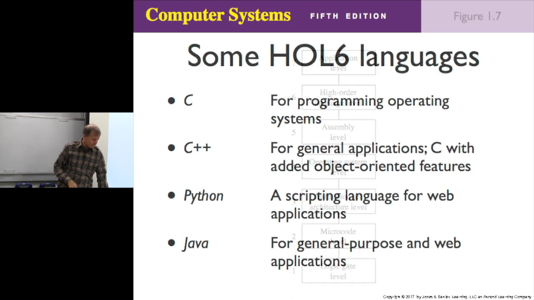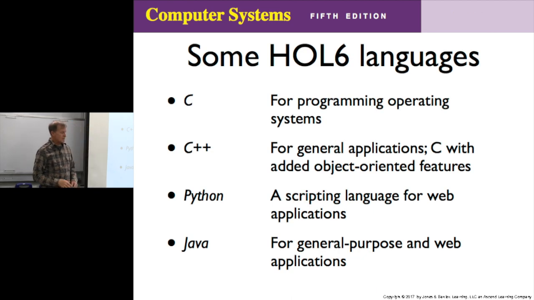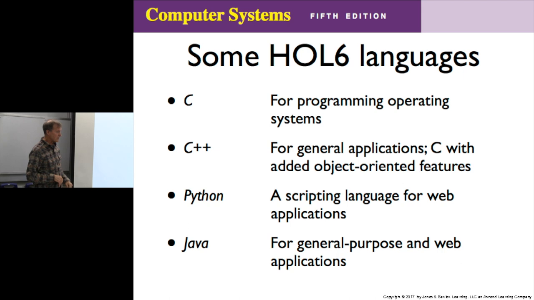Are we good? All right, so here are some high order HOL6 languages: C, C++, Python, Java. Actually, let me make a comment here as long as we're talking about programming languages. Every one of these levels has a programming language. Languages like C, C++, Python, and Java are all languages at level HOL6, by which we mean high order language level 6.